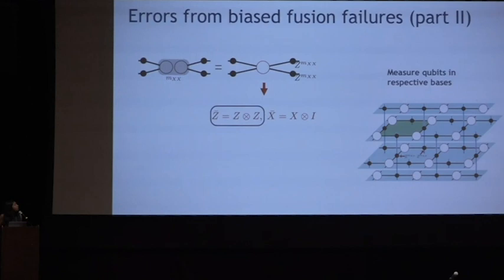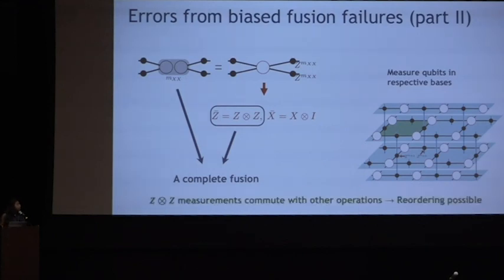Measuring this and combining it with the initial XX measurement forms a complete fusion. And in fact, I don't need to do these at separate time steps. I can do them at the same time step because my ZZ measurement commutes with all other operations I'm using to build this cluster state. And so I can reorder my protocol to create a construction that uses the simple fusion circuit I used earlier.